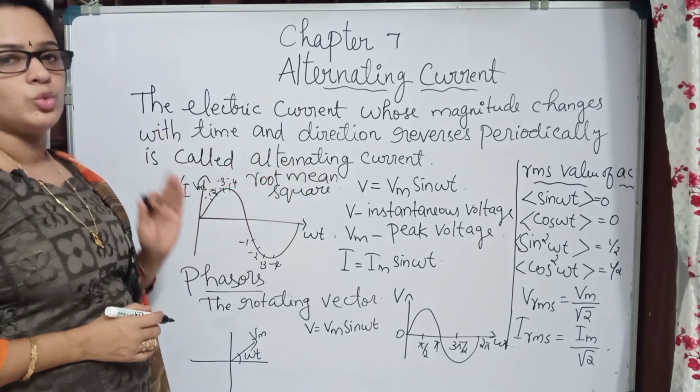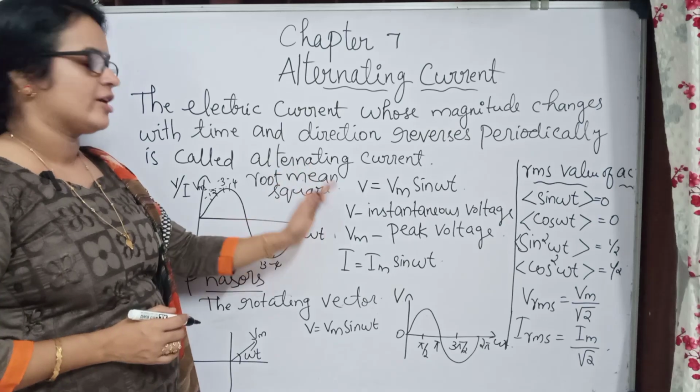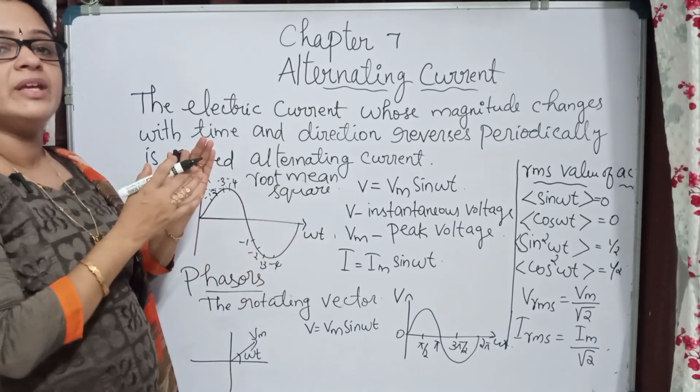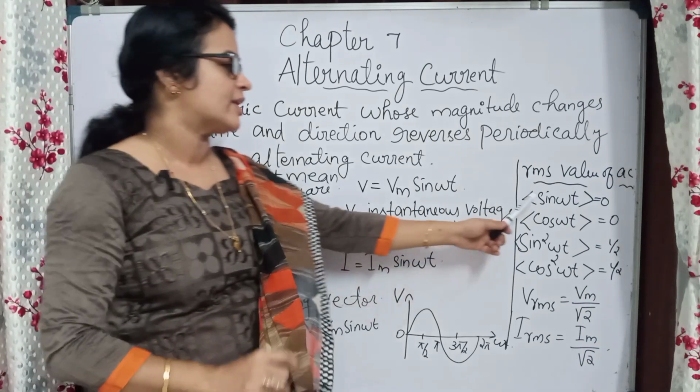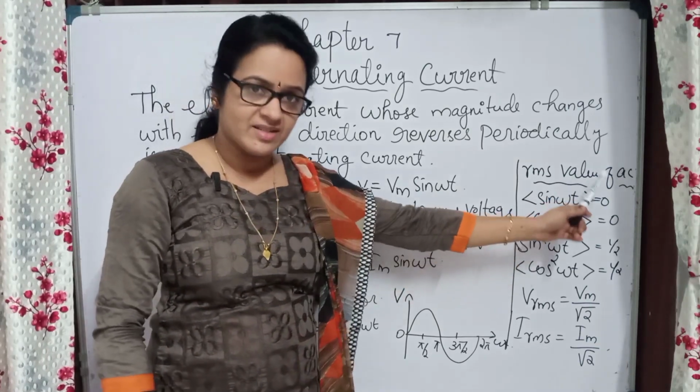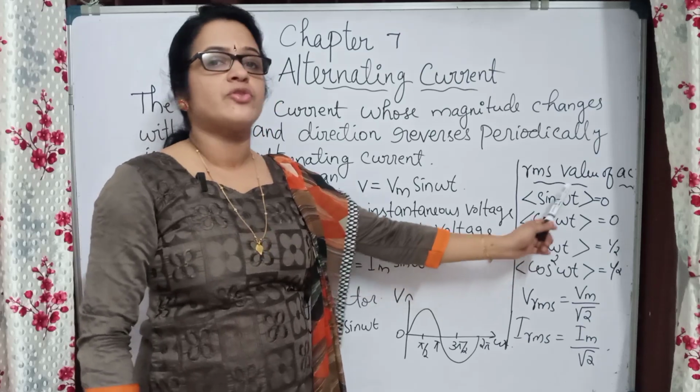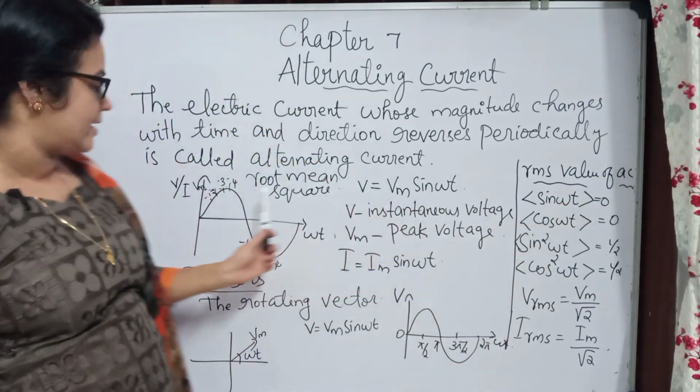Then find the root. That is called root mean square value. That means it will not be 0. Otherwise, this is also a very important thing: the average value of sin omega t is equal to 0 and the average value of cos omega t is equal to 0. Hope it is clear to you.